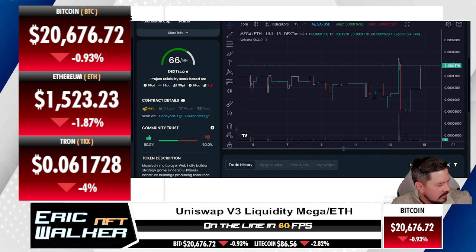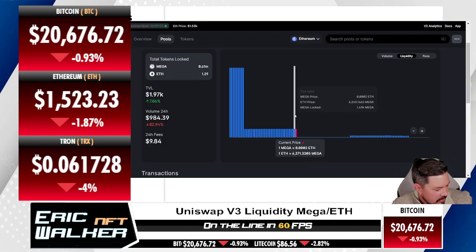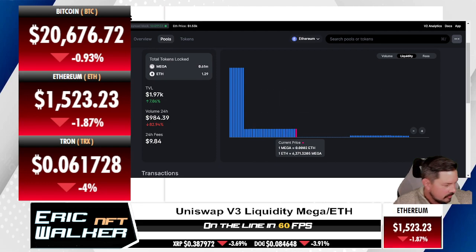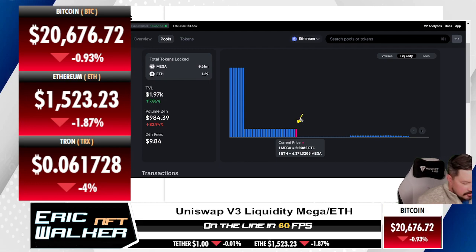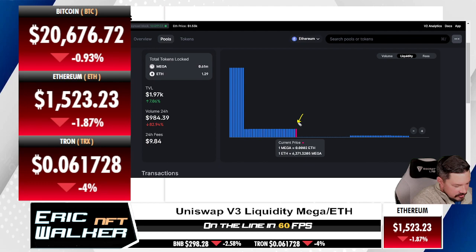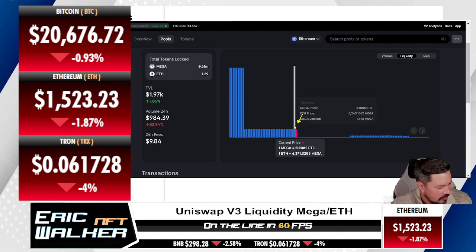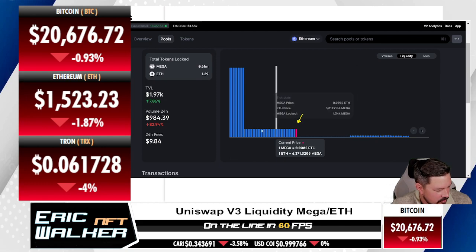So what does that mean, guys? Let's go back to our chart. If we are trying to buy Mega, it's going to be expensive. Right here, you can see we are teetering on the borderline. So if we go to buy Mega, we're going to meet all the resistance of increasingly more expensive Mega. So right here, we'll get 6,200 for 1 ETH, and over here we'll get 4,500.